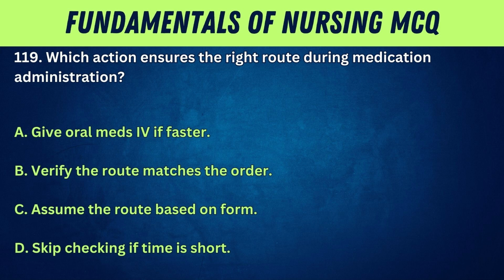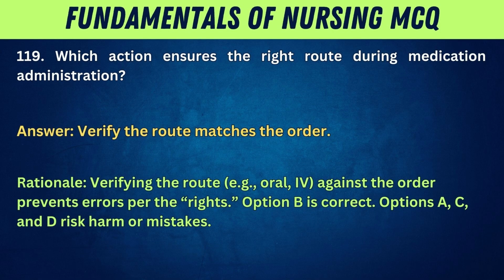119. Which action ensures the right route during medication administration? A. Give oral meds for a faster effect. B. Verify the route matches the order. C. Assume the route based on form. D. Skip checking if time is short. Answer: verify the route matches the order. Rationale: verifying the route, e.g., oral, against the order prevents errors per the rights. Option B is correct. Options A, C, and D risk harm or mistakes.